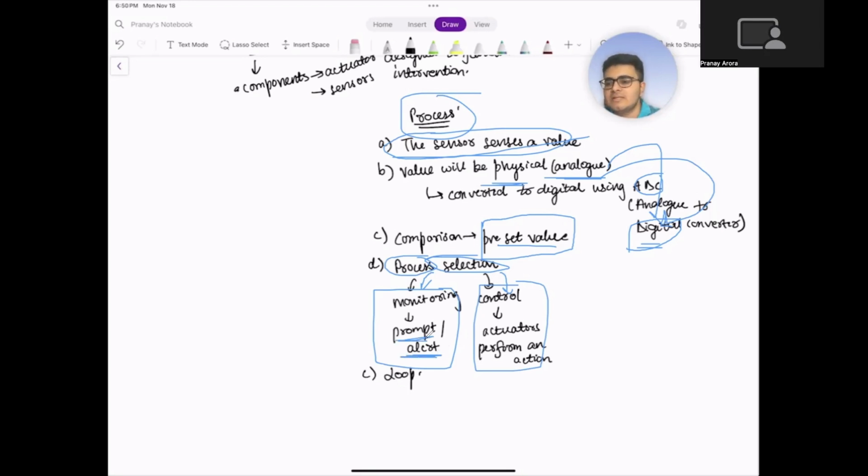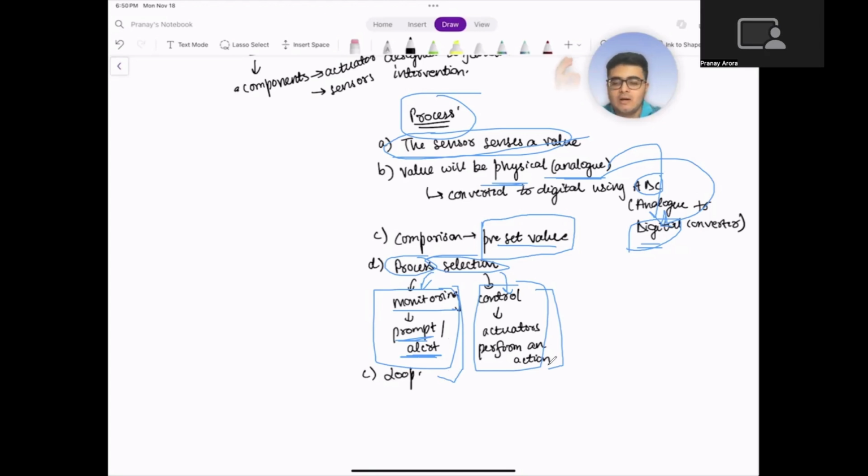Maybe in your system there's an automated system, only a message displays. In these kinds of processes, only the system is monitoring. It will only give you a message, a prompt, or an alert. It will not do anything. So this is the monitoring process, whereas a control process will actually perform an action.